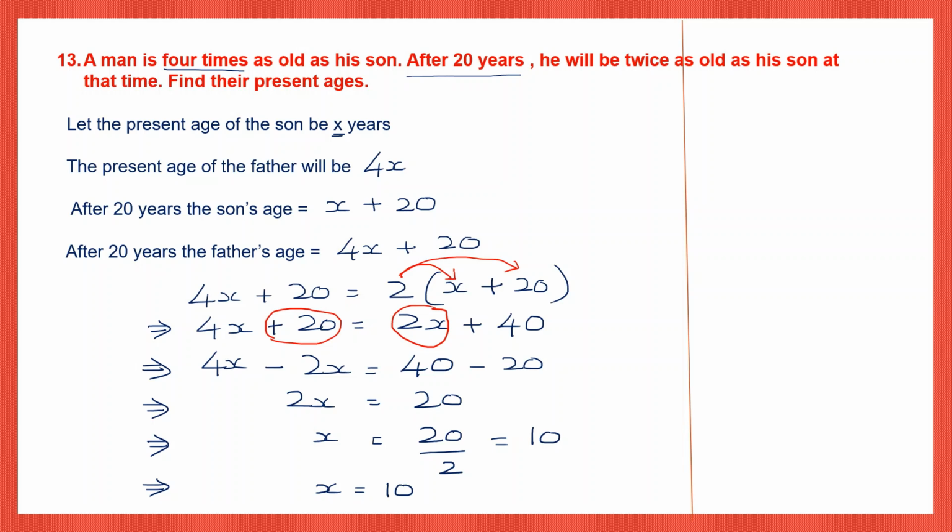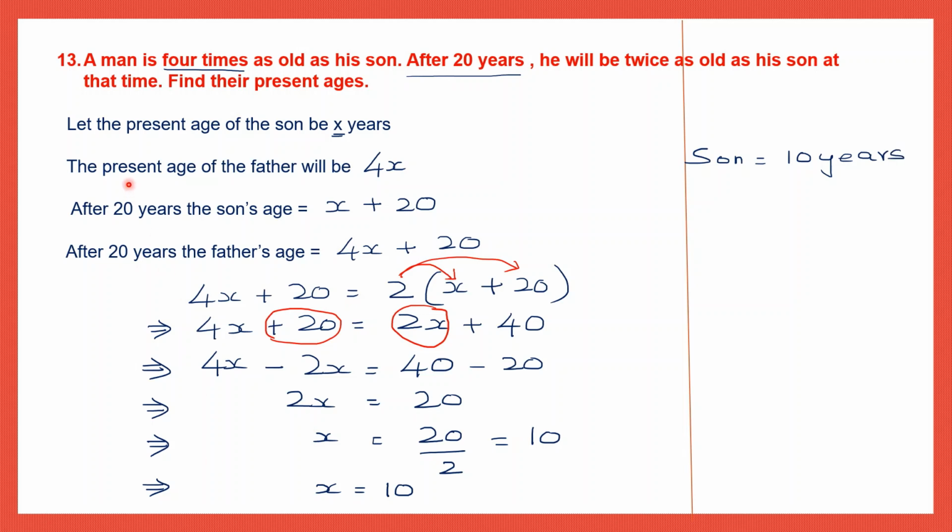Now what is x actually? x is the son's age, isn't it? We said let the present age of the son be x years. So the son is 10 years old because we found the value of x. So the son is 10 years old. This is the present age.